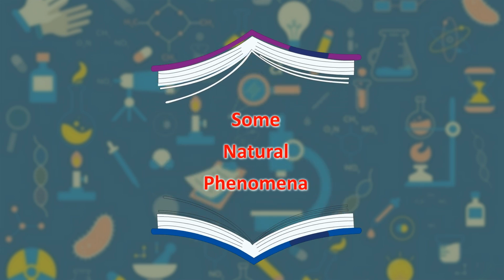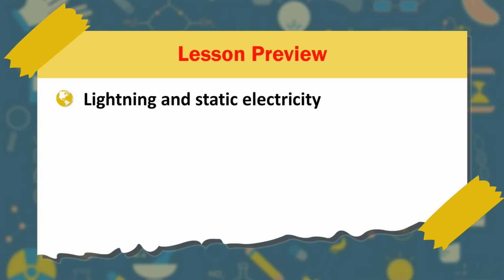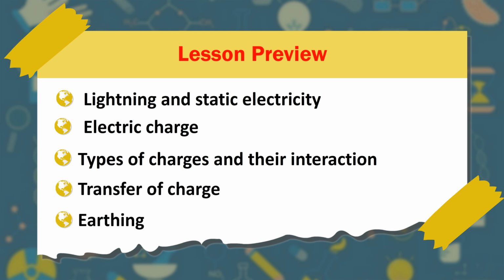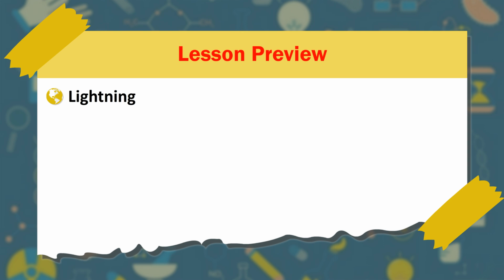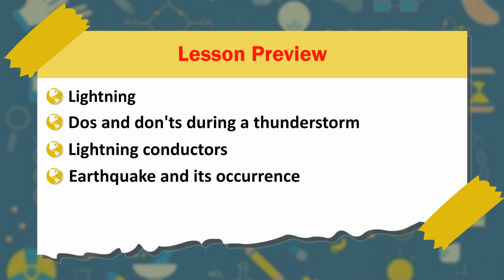Some natural phenomena. Lesson preview. Lightning and static electricity. Electric charge. Types of charges and their interaction. Transfer of charge. Earthing. Lightning. Do's and don'ts during a thunderstorm. Lightning conductors. Earthquake and its occurrence.